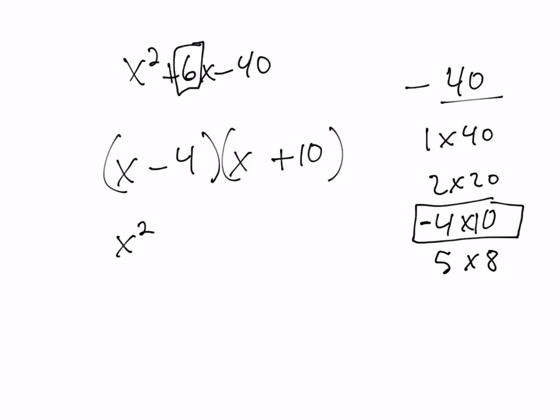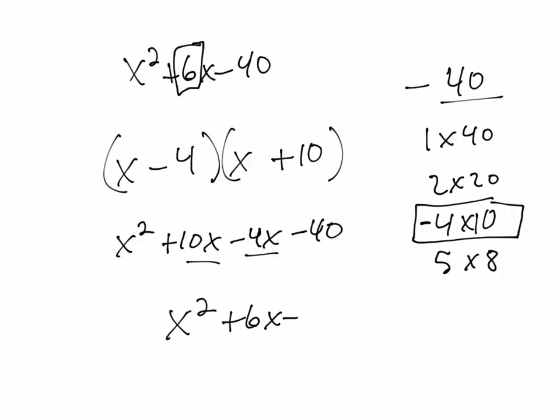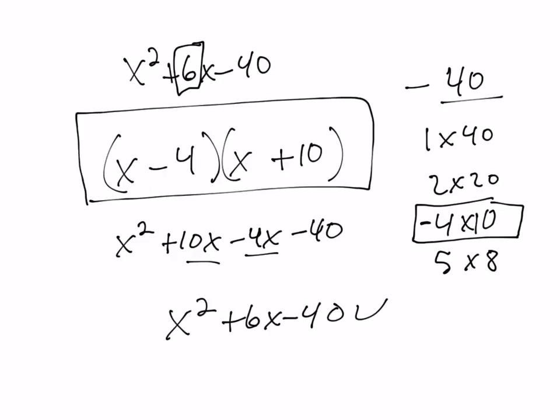x times x is x squared, x times 10 is 10x, negative 4 times x is negative 4x, and negative 4 times 10 is negative 40. These middle terms combine, so we get x squared plus 6x minus 40, and that's what we started with. So this is indeed the factored form.